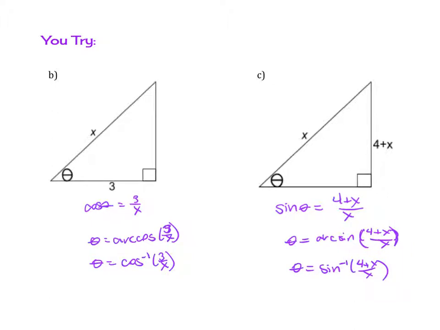All right, if you try this out, for letter B, that's cosine. You have adjacent over hypotenuse, so cosine of theta equals 3 over x. Or you can say theta equals arc cosine of 3 over x. Or you can write it as cosine inverse of 3 over x, so they're the same thing. And then for letter C, that's sine of theta, so opposite over hypotenuse. And so you should have gotten arc sine of (4 plus x) all over x, and then remember the parentheses.